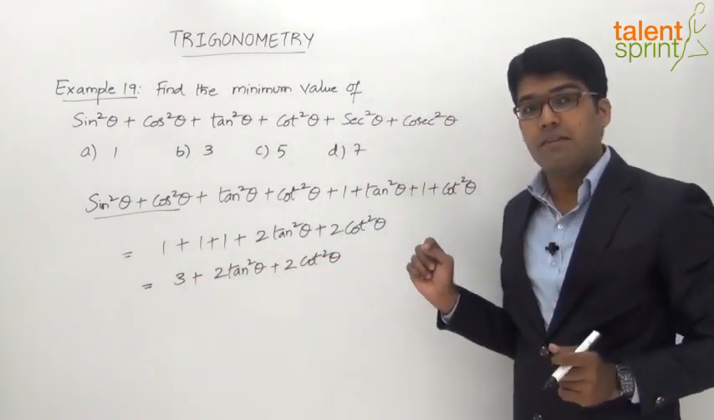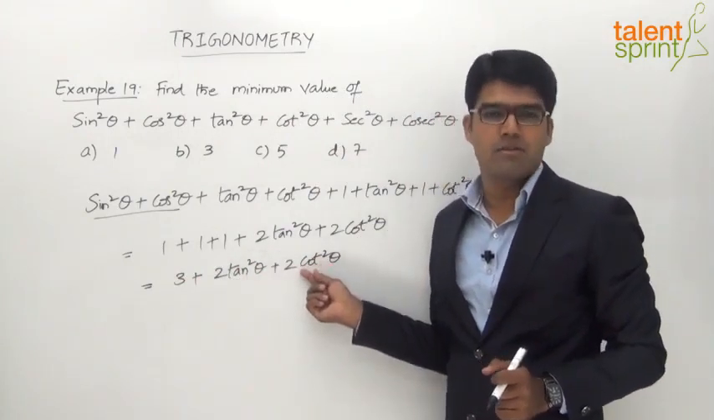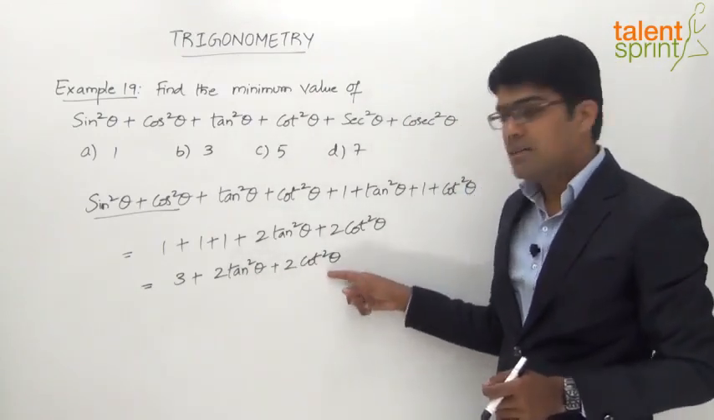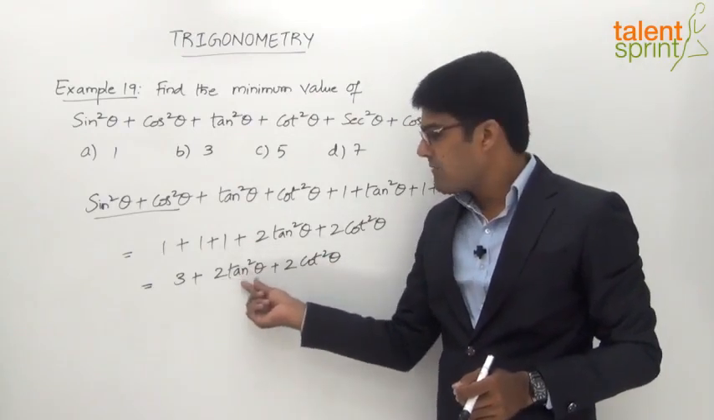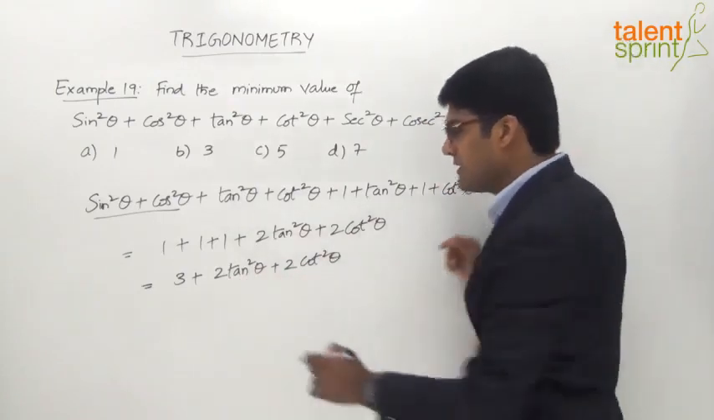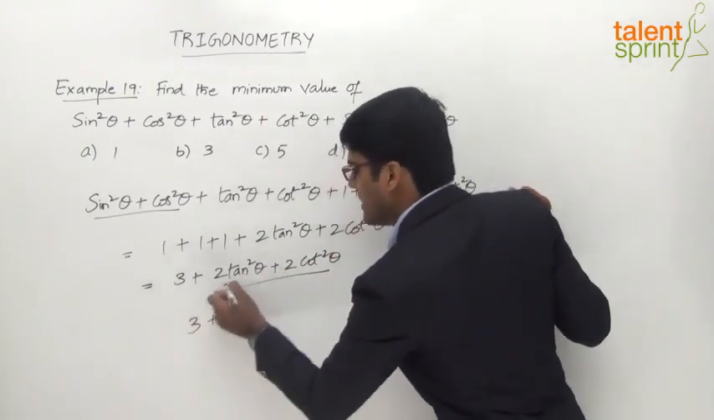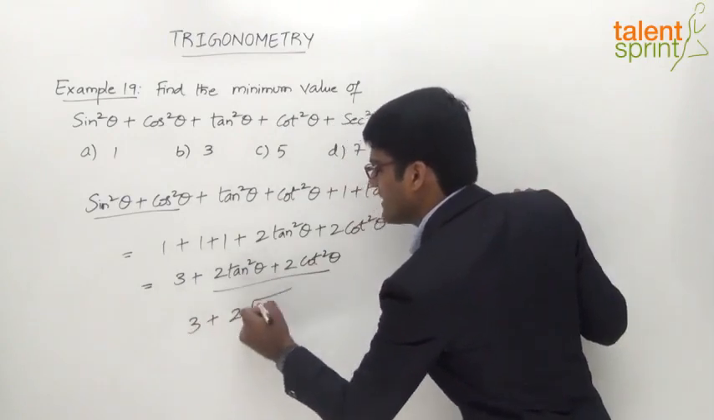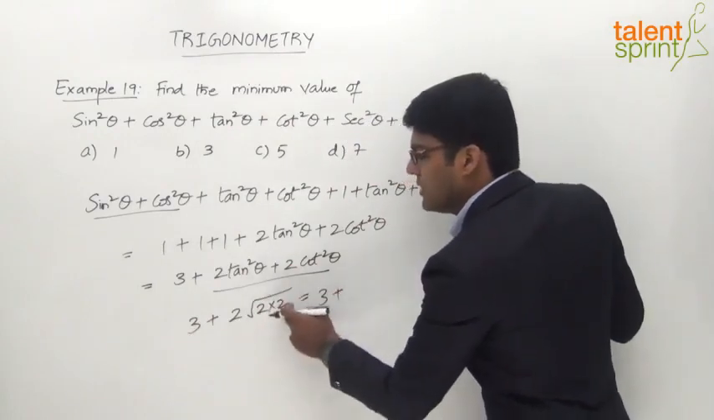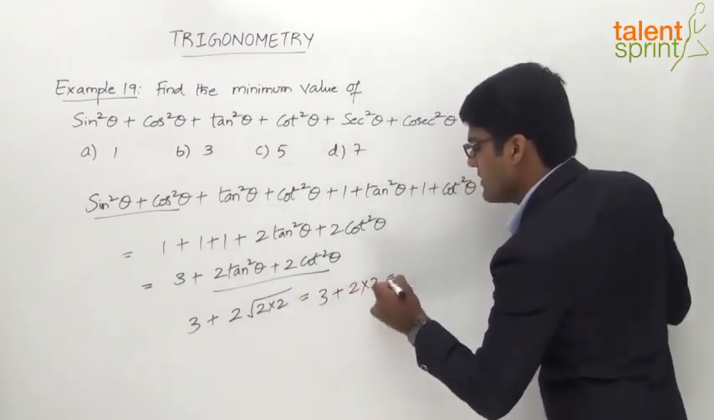Now going by the method that we have learned, look at the two trigonometric ratios here, tan and cot. They are reciprocals of each other. What will be the minimum value for this term? This is like a into a trigonometric function plus b into the reciprocal of that trigonometric function. We know that the minimum value for this part will be 2 times root ab. So this can be taken as 3 plus 2 times root ab. Here a is equal to 2, b also is 2, so root of 2 into 2 is root 4, which is equal to 2. So 3 plus 2 into 2, which is equal to 7.